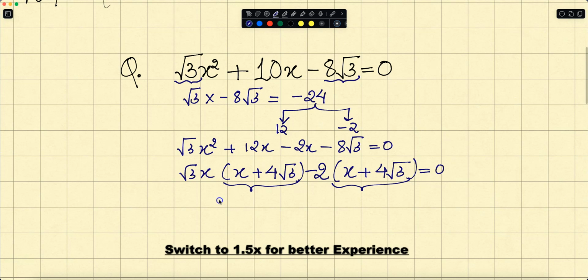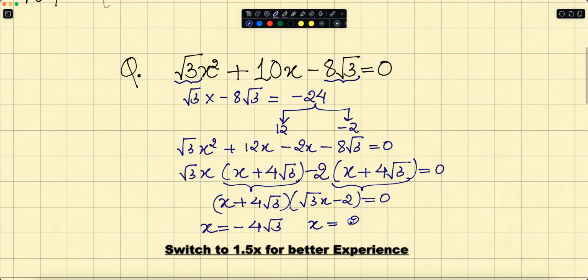So what can we do? We can take x plus 4 root 3 common again. Once you take it common, you will get root 3x minus 2 as it is. So that is equal to 0. So we can take the value of x, either it is equal to negative 4 root 3, or you can get the value of x that is equal to 2 over root 3.